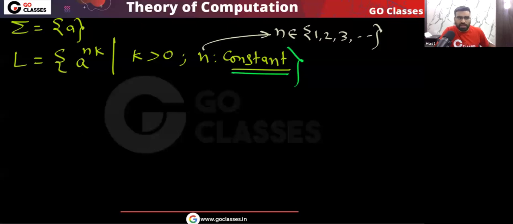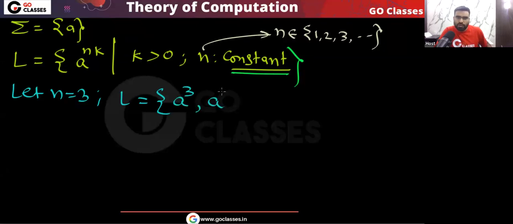Remember, if you take n equal to 3, then what will happen? Let's assume n is 3, because n is a constant. Now what will be the language? k is greater than 0. So the language will be a power 3 if you put k equal to 1, a power 6 if you put k equal to 2, a power 9 if you put k equal to 3, a power 12, and so on. This is the language.